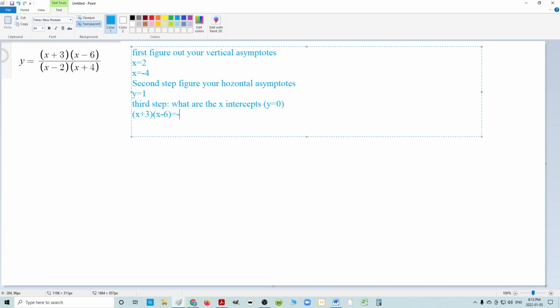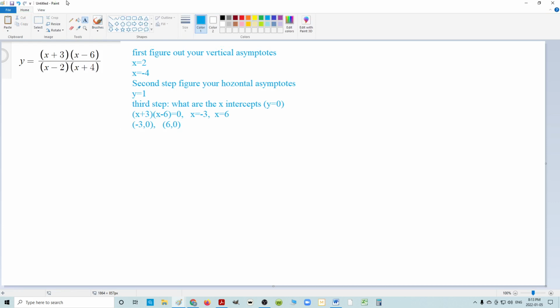Well, that's when either of these brackets will be 0. And when is this true? Well, when x is equal to minus 3, and when x is equal to 6. So that means I'm going to have two intercepts, minus 3 comma 0 and 6 comma 0. Great, a lot of information already. My next step is, first of all, I'm going to draw, oh, and here's another helpful thing that you should do.